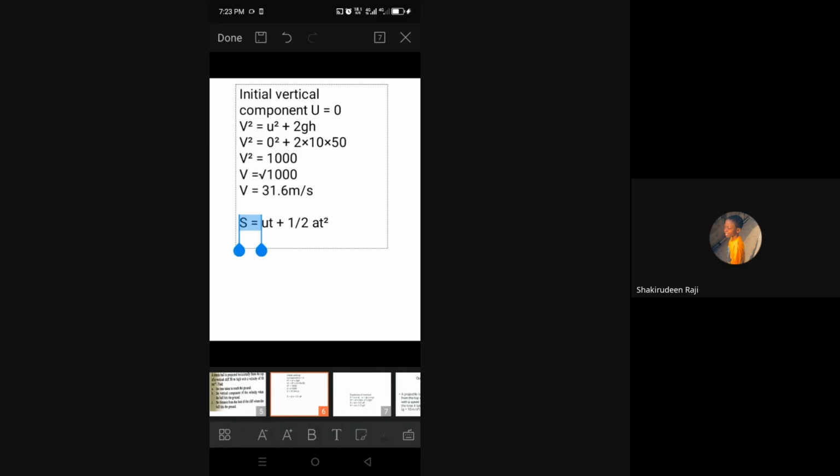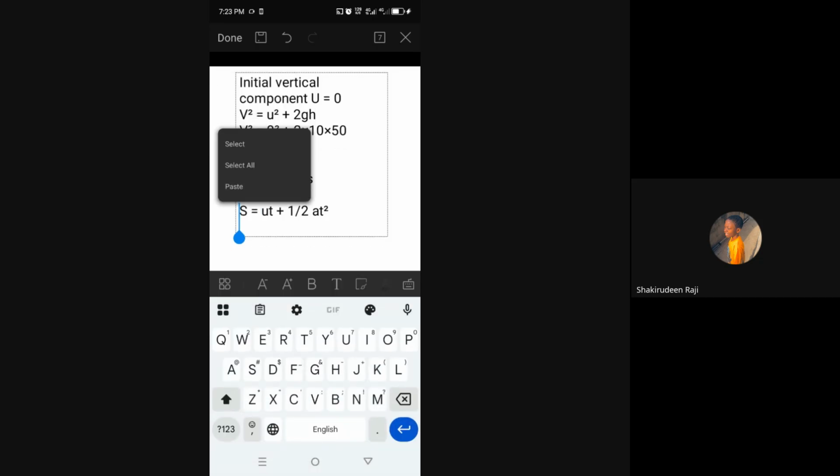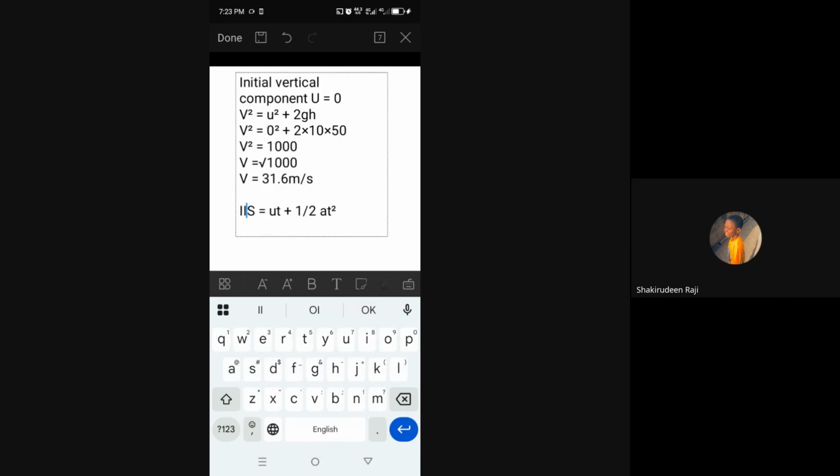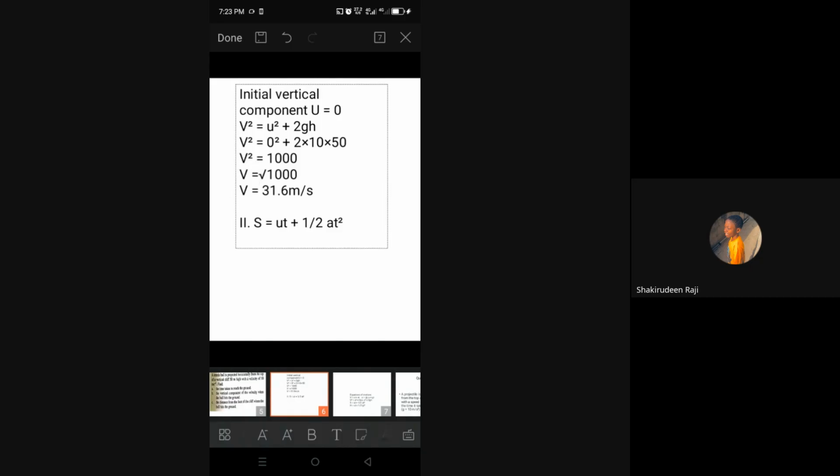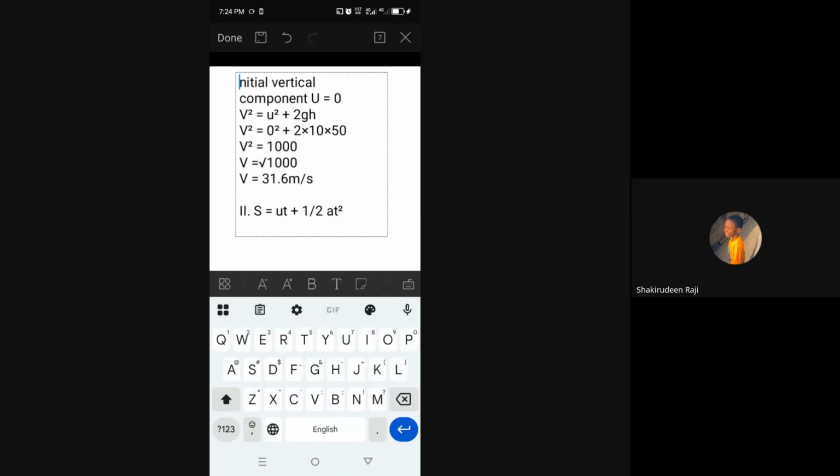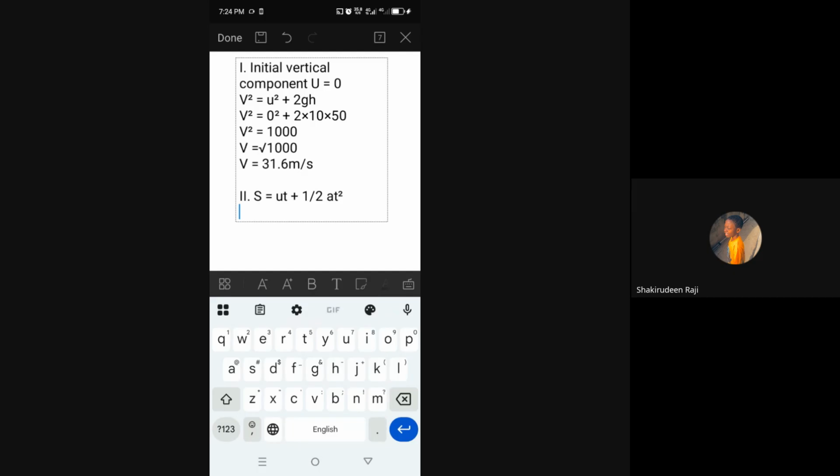I said something before when I was introducing this thing. I said that the horizontal motion is not affected by gravity. The velocity remains constant, and whenever velocity remains constant, it means there is no acceleration. Do you know that? Yes. In motion, whenever there is no change in velocity, acceleration is equal to zero. Don't forget that, please.